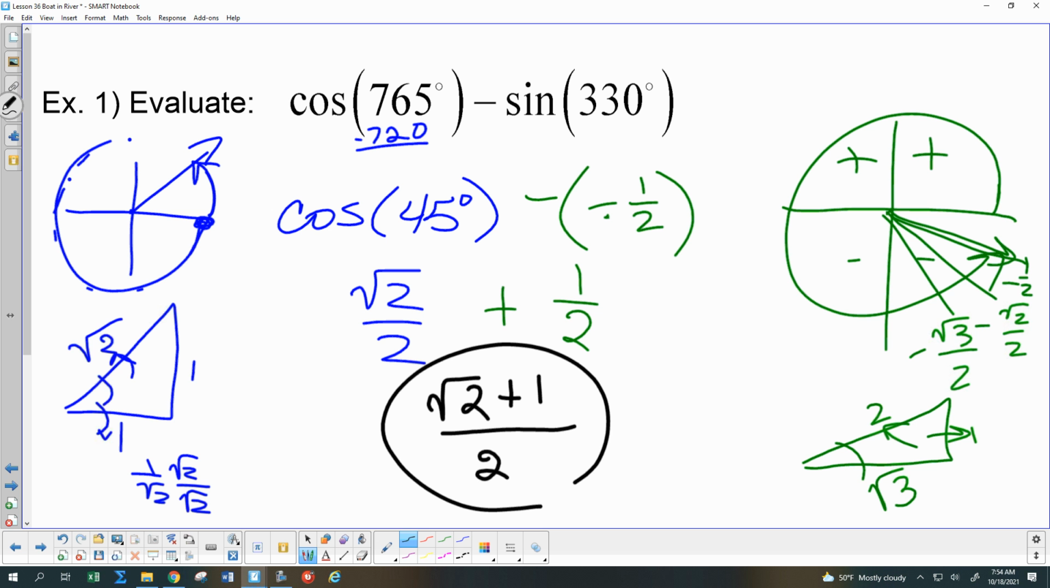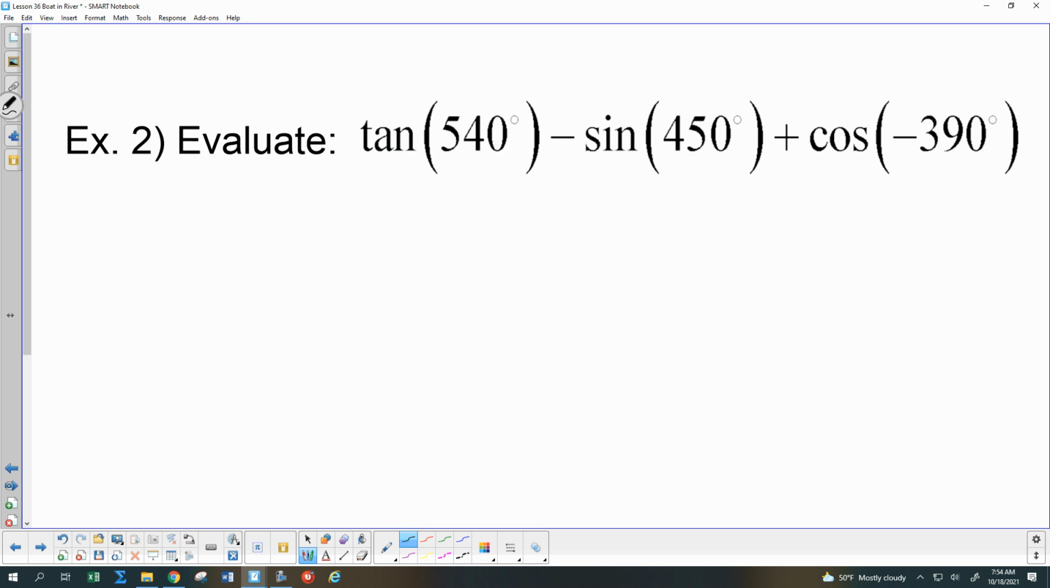Pretty easy, like I said, that one was a review one. Let's do a couple of these that are a little bit harder and messier before we go on to the boat problems.